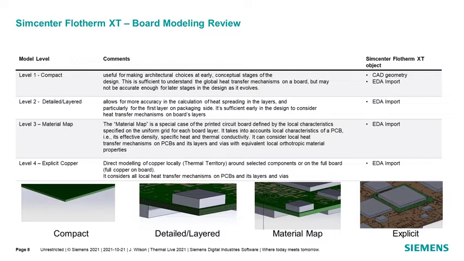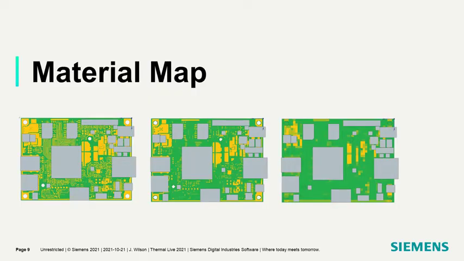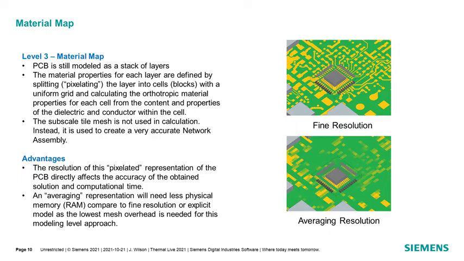They're all used depending on where you are in the design process and how critical an IC component temperature prediction is. Now let's take a closer look into the material map. Like I mentioned, the material map represents the printed circuit board as a network assembly or RC network, so a resistor and capacitor network, rather than modeling the actual material properties with the CFD mesh. So it's solved with an embedded network solver.